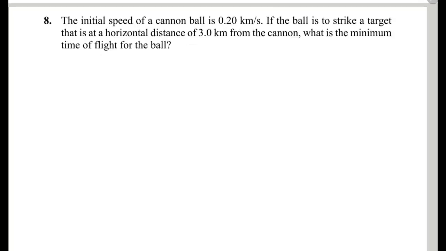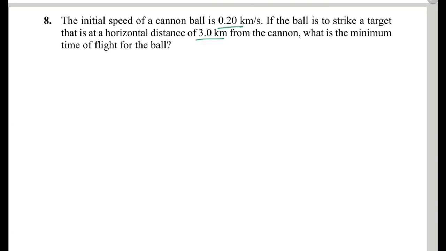The initial speed of a cannonball is 0.2 kilometers per second. If the ball is to strike a target that is at horizontal distance 3 kilometers from the cannon, what is the minimum time of flight for the ball?